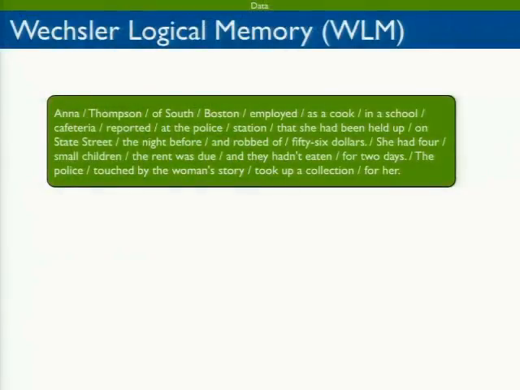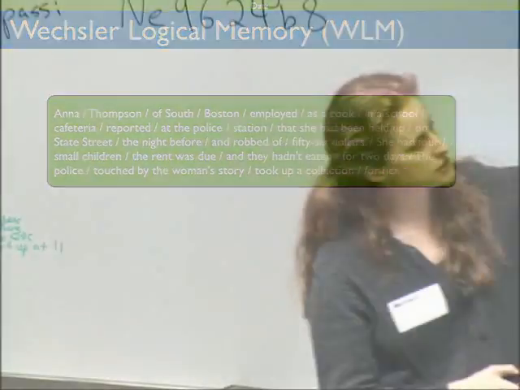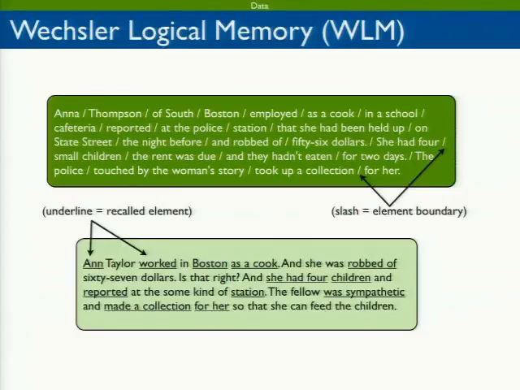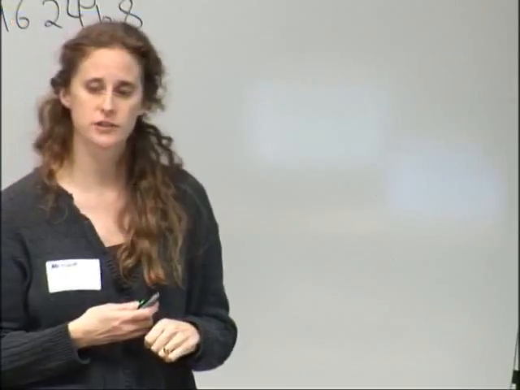This is the narrative itself, and you can see that the slashes denote the boundaries between elements. So there are 25 story elements. This is a sample retelling, and the underlined items are the correctly recalled elements.